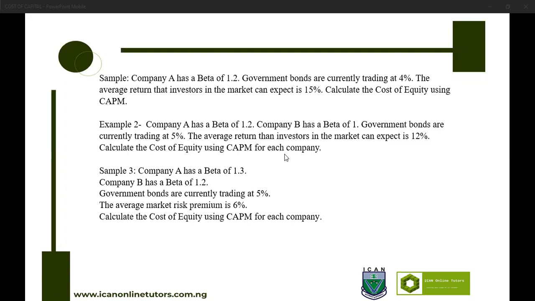So what is the difference between these two companies? We have company A and company B. The only difference between these two companies is the beta value. The beta value in company A is 1.2, while the beta value in company B is 1. So their risk-free rate of return is the same, and the average return on the market is also the same. So we can use this to determine the cost of equity.